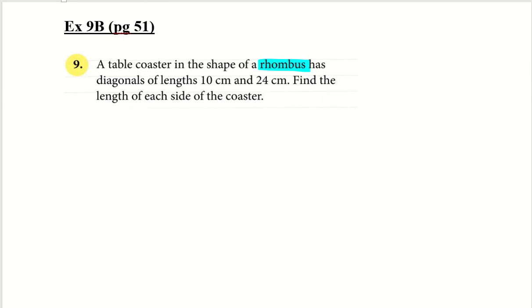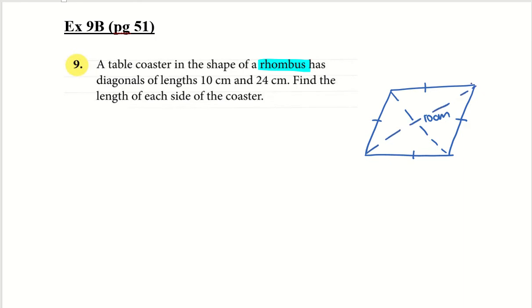A rhombus has a certain property. So let's do a simple sketch. I will be sketching out a rhombus. One thing about the rhombus is that the lengths of all the sides are the same. It is in fact just like a tilted square. Moving on, they tell you that the diagonals are of length 10 and 24. So the shorter diagonal will be 10 cm, and the longer one is 24 cm. The question asks you to find the length of each side of the coaster, which is over here.